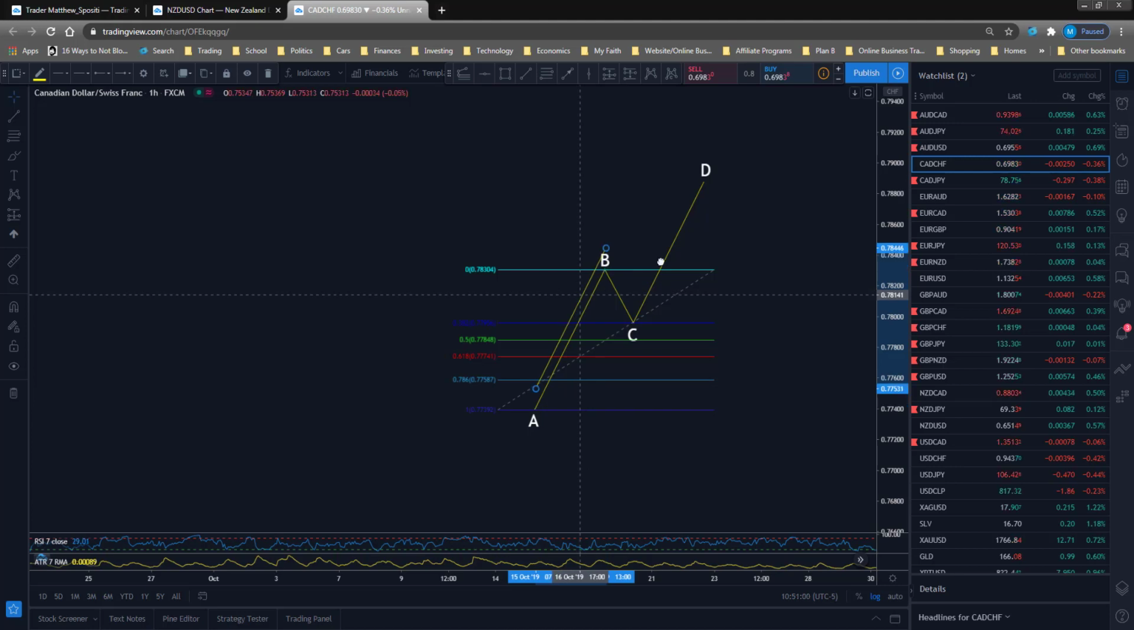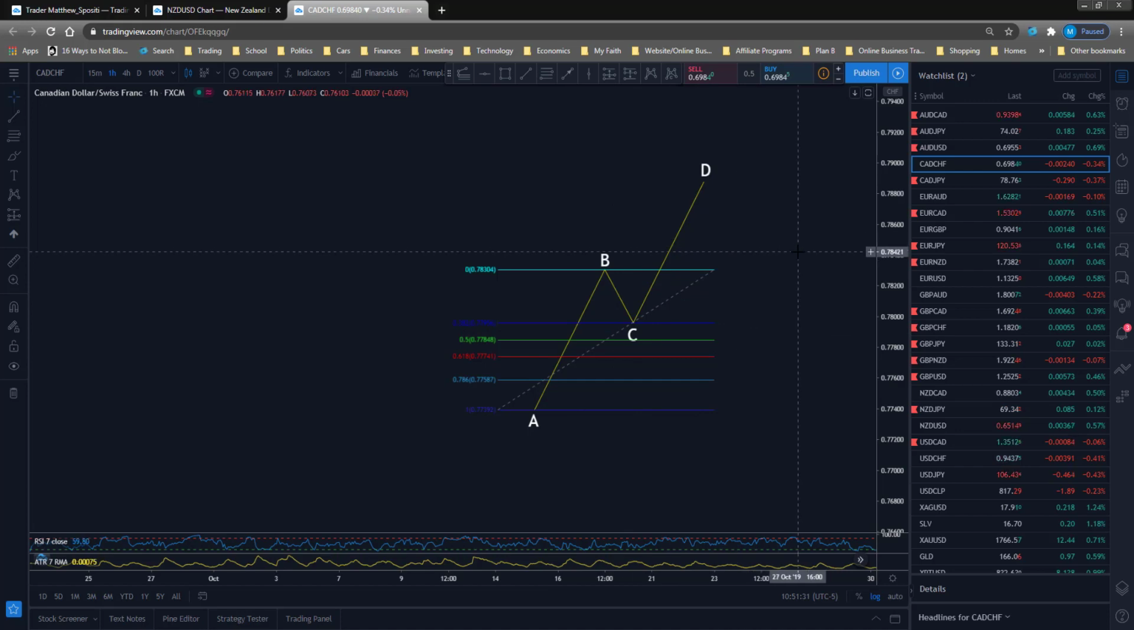So anyways, as you can see here, they are the same length. So the A to B impulse leg is the same length as the C to D impulse leg. That's what makes it harmonic, that they're the same, if not extremely similar in distance in terms of their movements, and that's what makes it a harmonic pattern. So again, you have to have a minimum of a 382.